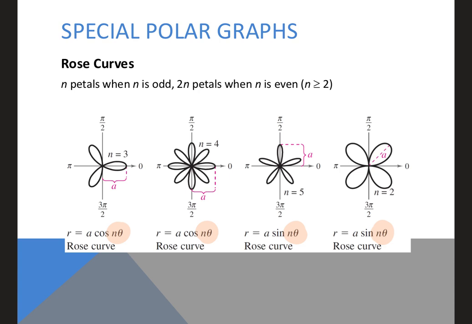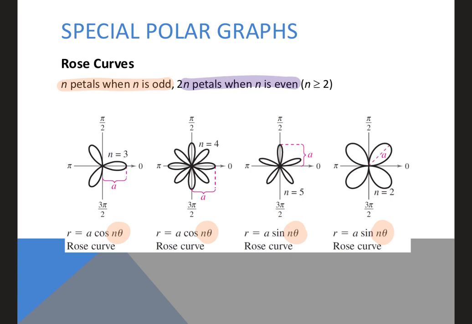If it's a rose, then we go into, does it have an even number of petals or an odd number of petals? And the way we determine that is the number that's next to your theta. If the number next to your theta is odd, so if it said 3 theta, 5 theta, 7 theta, then it has that number of petals. If it says 5 theta, it has 5 petals. If it has 7 theta, it has 7 petals. If the number next to your theta is even, then you have to double the amount to get the petals.